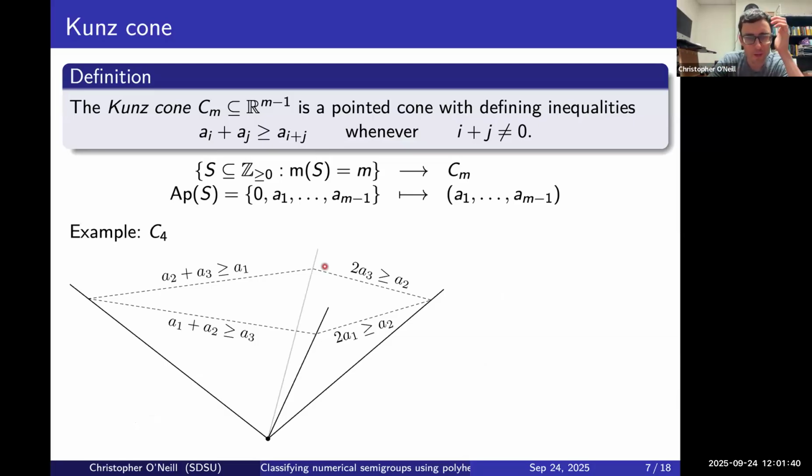So for m equals 4, we have to kick things up a dimension to R3. We end up with 4 defining inequalities. So this is a 3-dimensional cone with a quadrilateral cross-section. In fact, that cross-section turns out to be a kite.